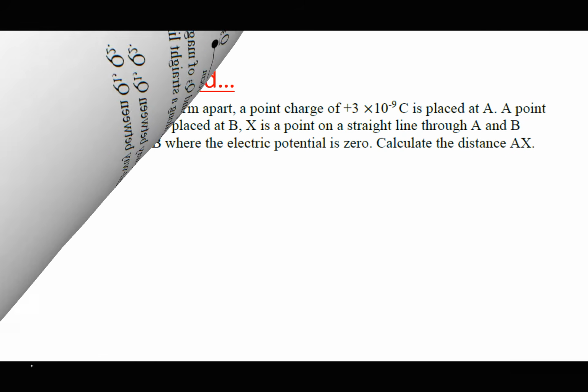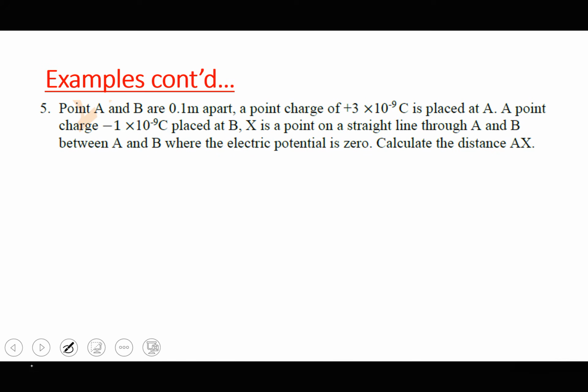Okay, number 5. Points A and B are 0.1 meters apart. A point charge of positive 3 times 10 power negative 9 coulombs is placed at A. A point charge of negative 1 times 10 power negative 9 is placed at B. X is a point on a straight line through A and B, between A and B, where the electric potential is 0. So there is a point between A and B where electric potential is 0.